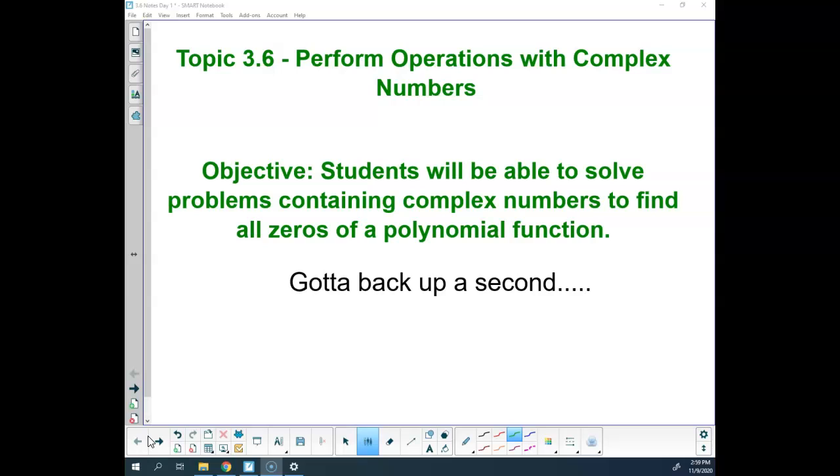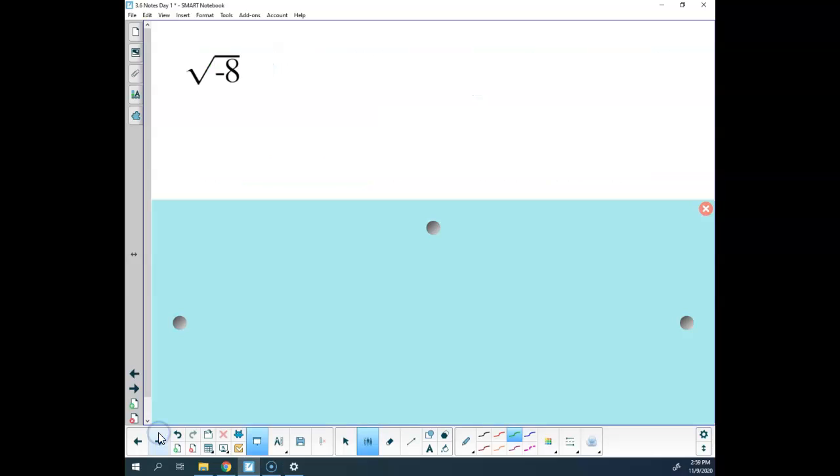Okay? Today we're going to talk about complex numbers. We're going to be talking about complex numbers and using that to find all of the zeros of a polynomial function. So in order to do that, we have to take a moment to go back and talk a little bit about the square root of -8.